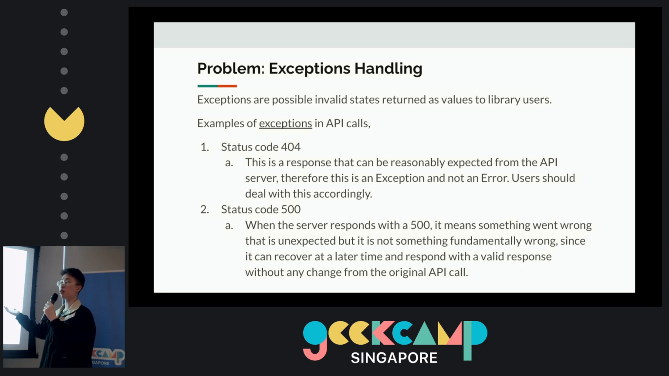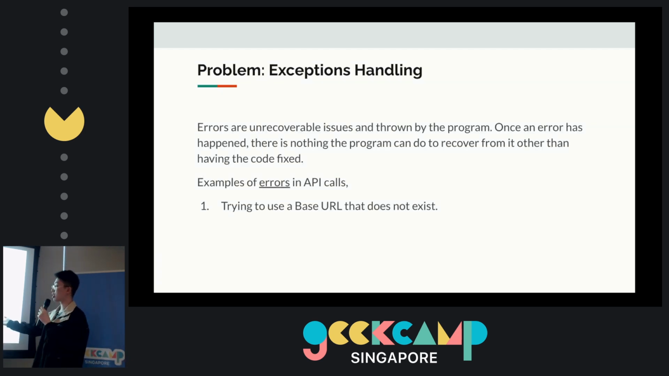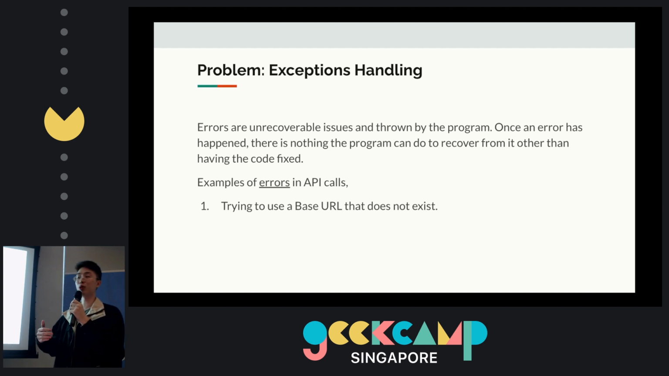If you have a 404 code, that just means that the thing is not found. Maybe the user requests a wrong resource, or they search for something invalid, but it shouldn't be an error because this is something that is recoverable. And 500 just means that the server may not be able to respond right now, but the server can respond in the future. So it also shouldn't be an error, it should be an exception. An example error is, linking back to the first problem, if you try to use a base URL that does not exist, that's an error because you should fix that when you're writing the code. It's not something that you can write more code to fix. You should fix it before you even deploy the project.